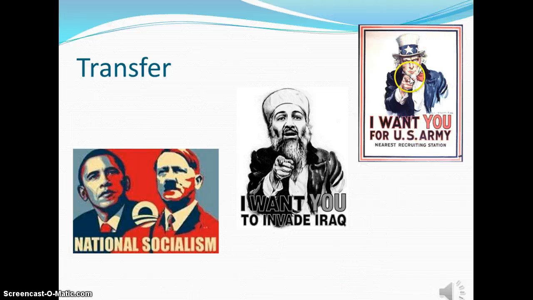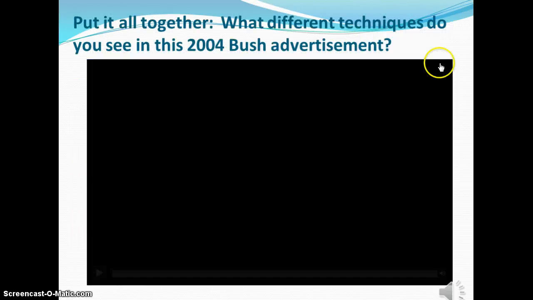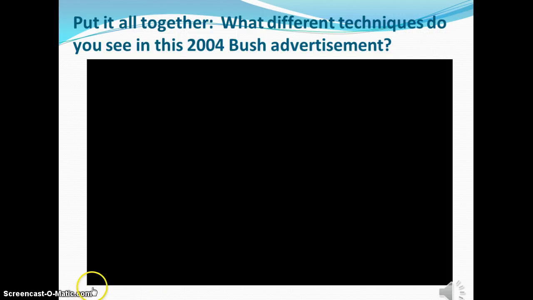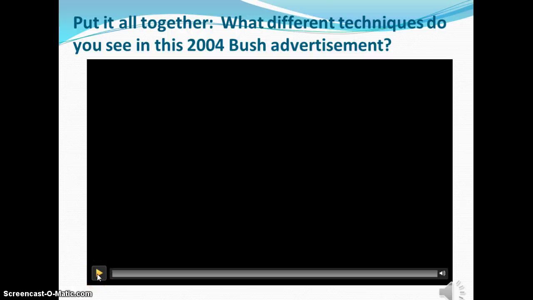In World War I, there was this very famous "I want you" for the U.S. Army poster, and it's been transferred to Osama bin Laden. "I want you to invade Iraq," so that the feelings of urgency from this poster can be transferred to the feelings of urgency here. So if you put all this together, you end up with lots of different techniques that can be used in political advertisements. Here's one final example, and I challenge you to think, what techniques do you see in this advertisement?